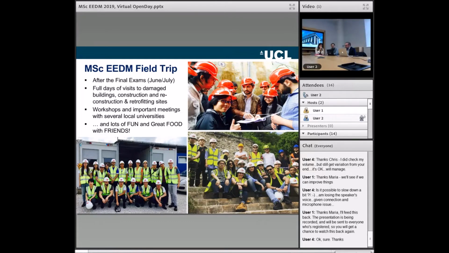Basically, you will have a full week of visits to damaged buildings to understand what you have been studying in notes, what it actually looks like in practice, but also looking at reconstruction, retrofitting, and recovery, because most of those communities are still recovering. We will go there and not just look at buildings, but also talk with people, with civil protection, with disaster managers, and understand the whole recovery process, see what the challenges are and how we can address them. And again, as said in the slide, a lot of fun and great food.